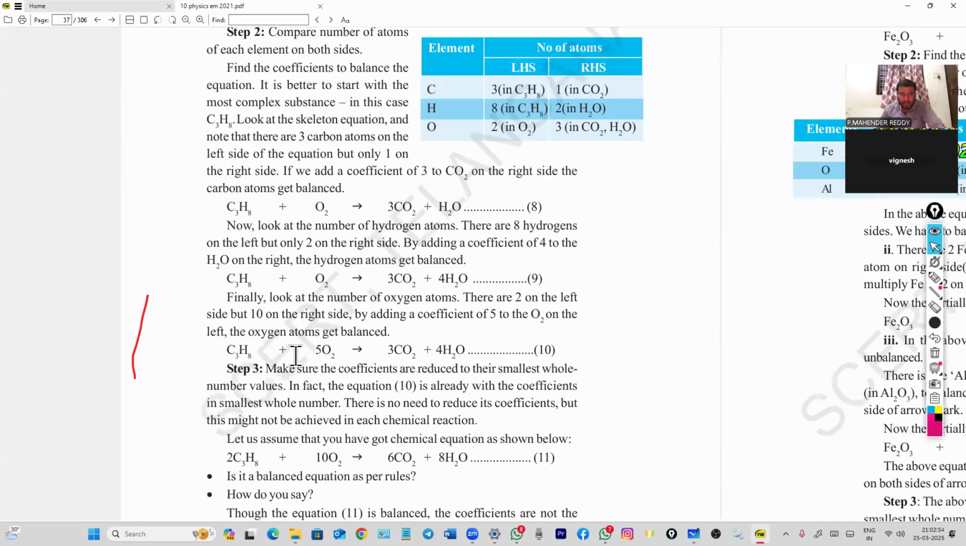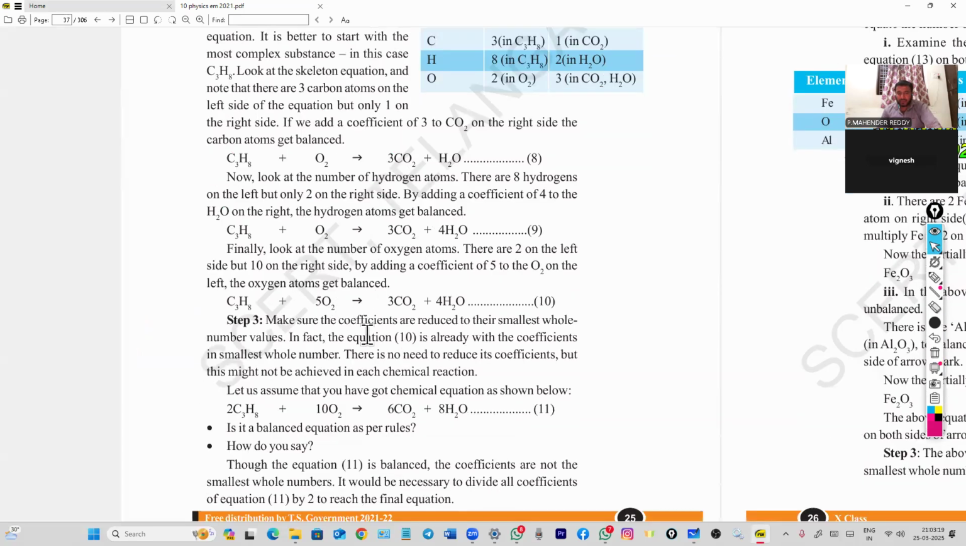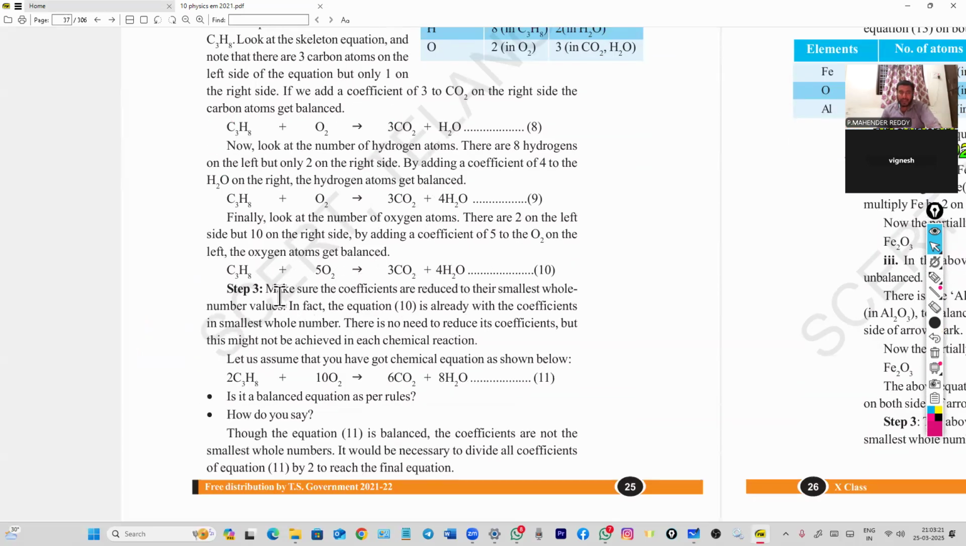Now, next one, what happened? In C3H8, oxygens are 2. Here 3 times 2 is 6, plus 4, 10. 10 oxygens are there. What do I have to add here to make 10? I have to add 5. 5 O2, 5 O2 means how many? 10 oxygens. Here 4 oxygens plus 6 oxygens, total is 10 oxygens. Okay, C3H8 plus 5O2 gives 3CO2 plus 4H2O. Final answer.